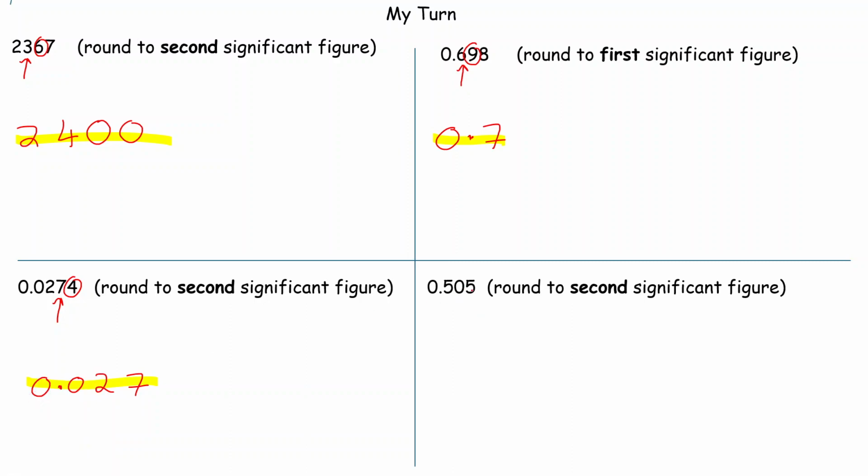This one, you've got 0.505 to the second significant figure. And this time, that's your first significant figure. The 0 is your second significant figure. You do count it, because it comes after a number that isn't a 0. Now, your number to the right is bigger than 5, so you're going to be rounding up. So that 0 is going to become a 1. So it's going to go to 0.5, the 0 becomes a 1, and you replace the 5 with a 0, which of course means the same thing as just 0.51. And that there is your answer for this one.